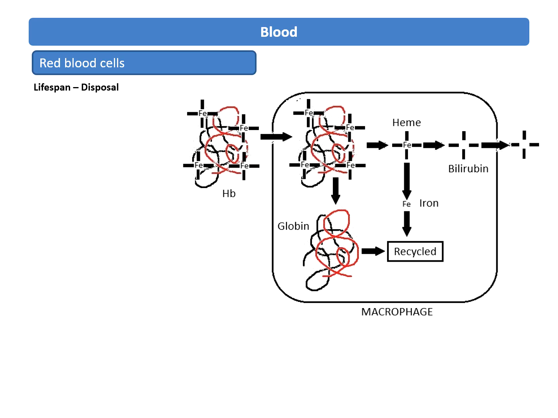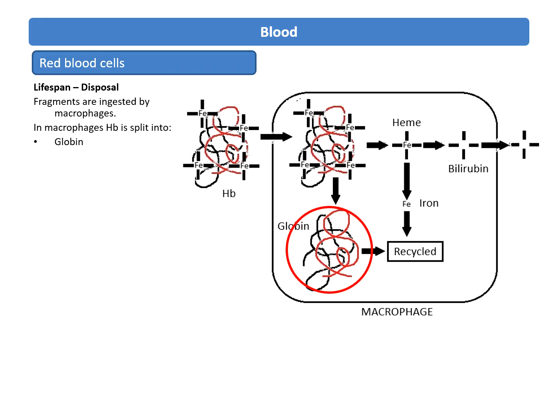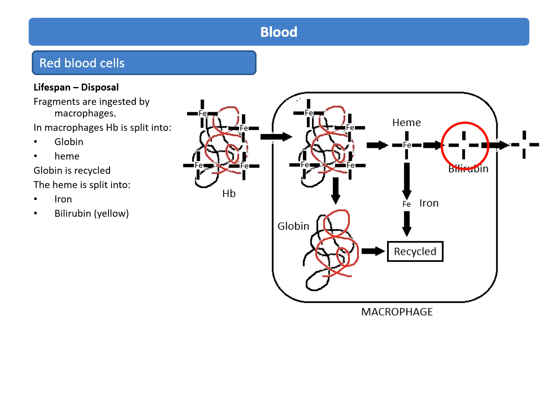Here's a view. Here's the hemoglobin molecule and the macrophage. The fragments are taken into the macrophage. The macrophage hemoglobin is split into globin and heme. Globin is recycled, and the heme is split into iron and bilirubin.